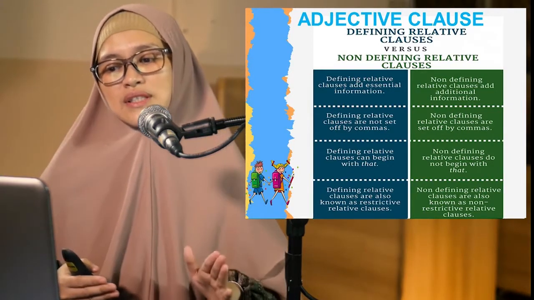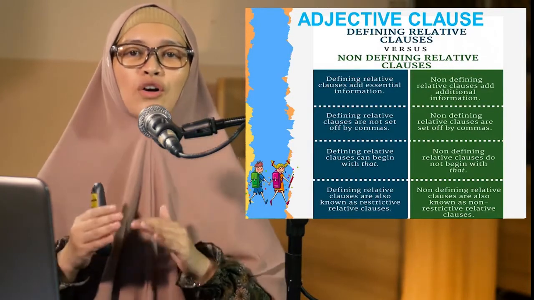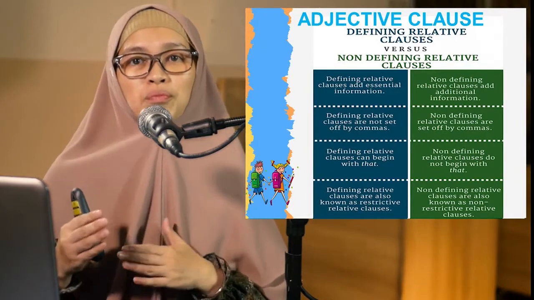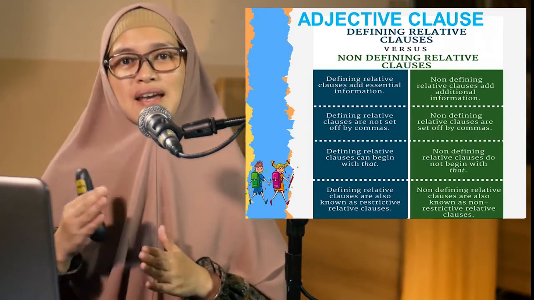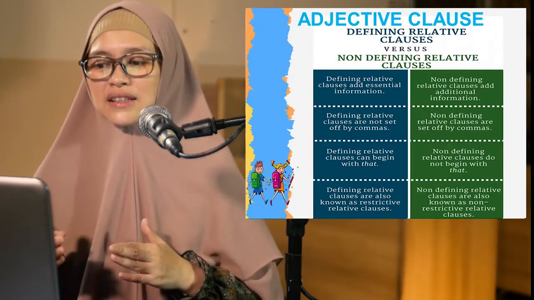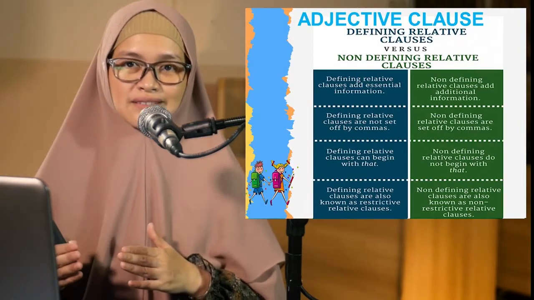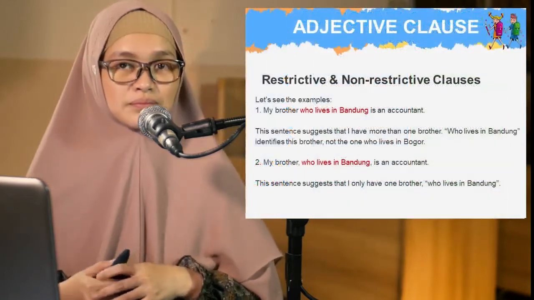Defining relative clauses can begin with that. Whether who, which, or whom, we can replace it with that. But in non-defining relative clauses, we cannot begin with that. Okay, this is the example.